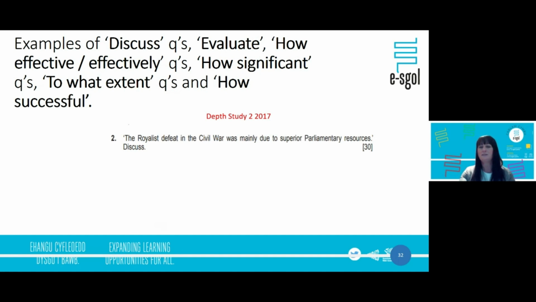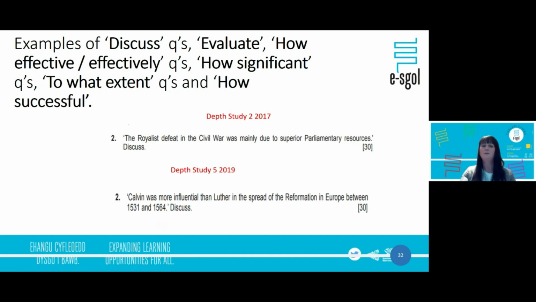So this is from Depth Study 2, 2017. The Royalist defeat in the Civil War was mainly due to superior parliamentary resources. Discuss. I've got another discuss here. This is from Depth Study 5 in 2019. Calvin was more influential than Luther in the spread of the Reformation in Europe between 1531 and 1564.